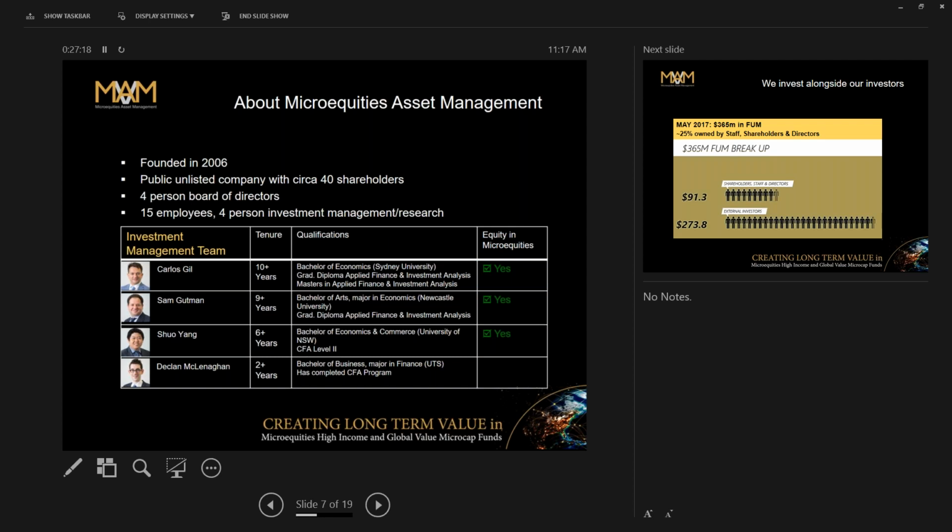So I'm going to give a little bit of background on Microequities. We were founded in 2006. Microequities is a public unlisted company. We've got circa 40 shareholders. We've got a full-person board of directors with 2 non-executive independent directors. We have 15 employees, and we've got a 4-person investment management team.